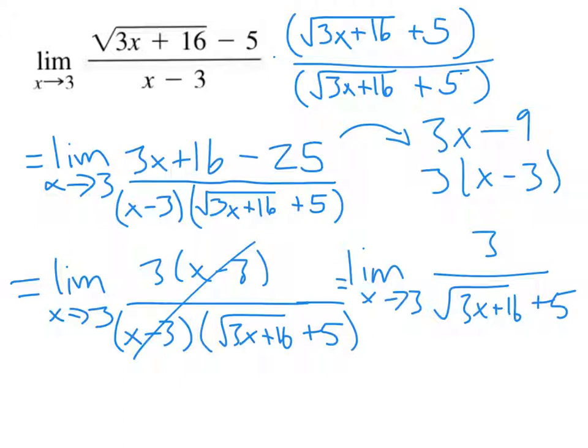Now when x goes to 3, the numerator approaches 3, and the denominator, we have 3 times 3, which is 9, 9 plus 16, which is 25, square root of 25 is 5, and then 5 plus 5 gives us 10. And that's our limit.